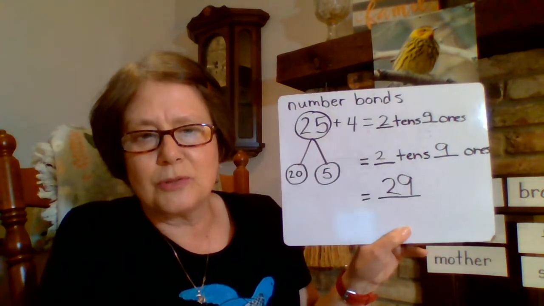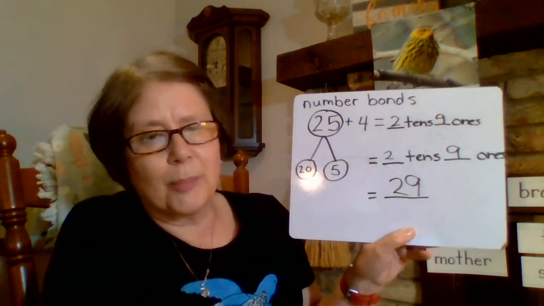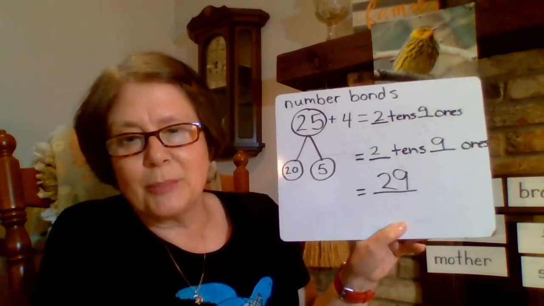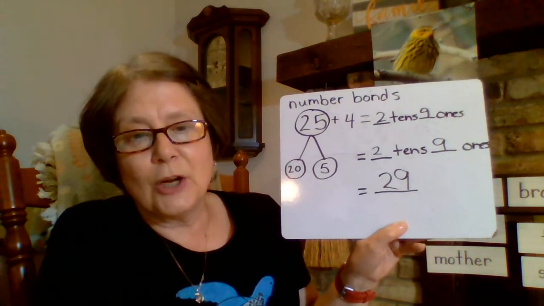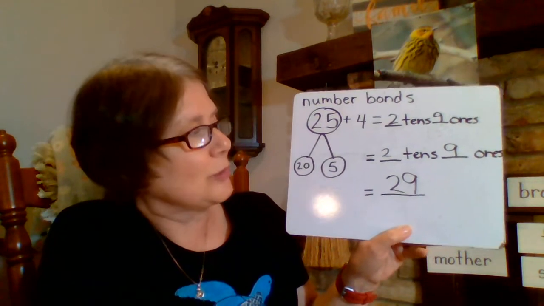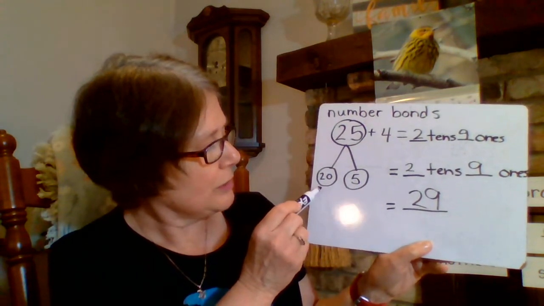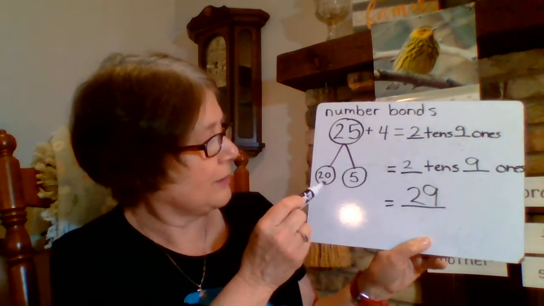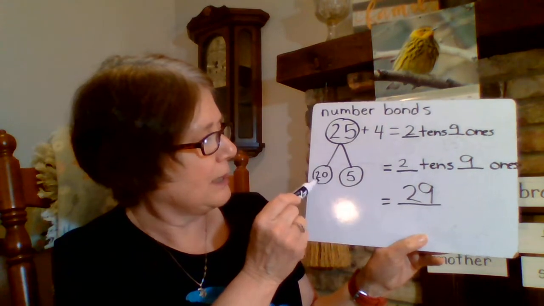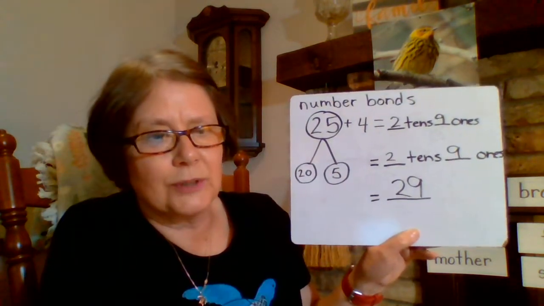Remember that you can always use the number line, you can always count up, and you can use your number bond. I'd like you to practice using the number bond today in our math page on our page 62. There's going to be some number bonds to complete. Remember that the first one are the 10s, and the second one are the 1s. So we add the 20 with the 5 and get the 25, which is the whole number.